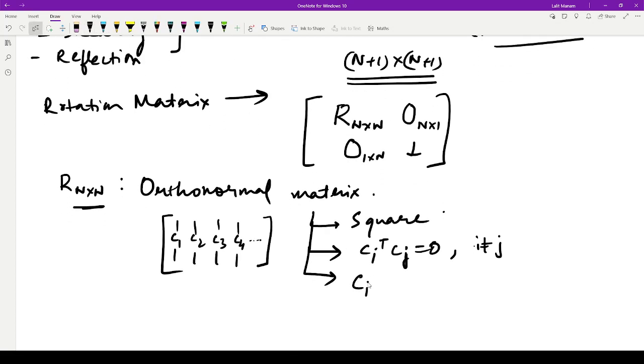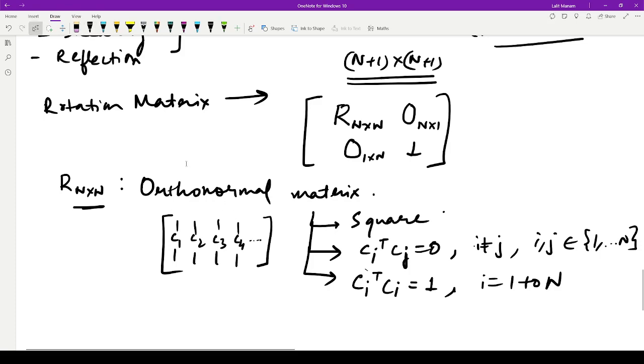Okay. And then Ci transpose Ci, with itself, will be 1, for i from 1 to n. Here i, j both values from 1 to n, but i not equal to j. Okay, so is this definition of a rotation matrix clear? When you take the dot product of a column with itself, you get 1. But if you take the dot product with any other column, it will turn out to be 0. So this is how a rotation matrix looks.